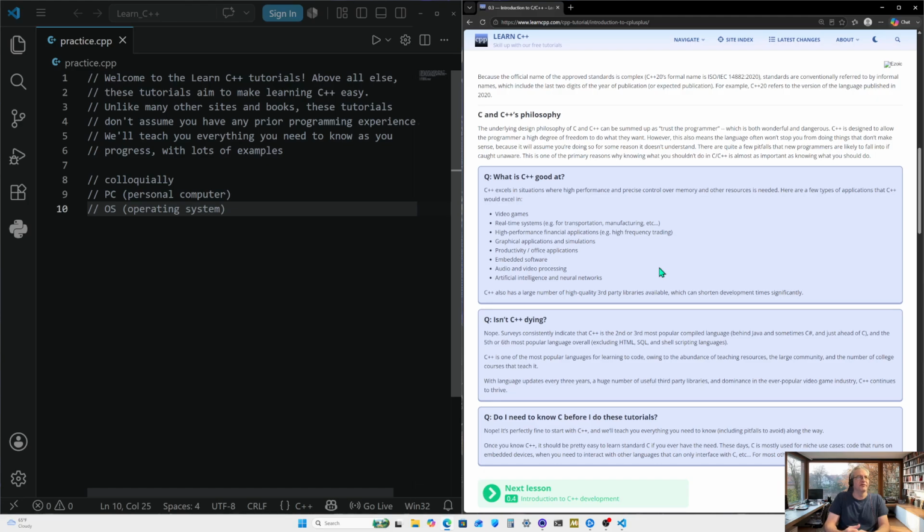C and C++ philosophies: the underlying design philosophy of C and C++ can be summed up as trust the programmer. Trust the programmer, maybe not trust all programs. And I am not 100% sure I really want to trust the program so much.